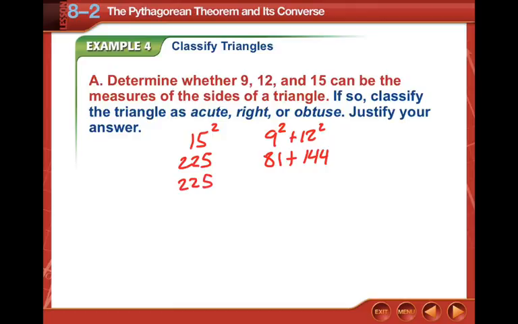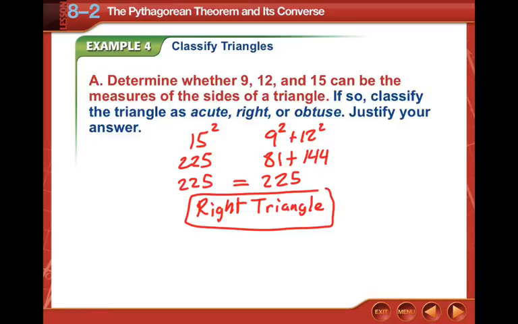So 225 still. 81 plus 144. 4 plus 1 is 5. 8 plus 4 is 12. Carry the 1. 1 plus 1 is 2. So we got 225. They are equal, which means this is a right triangle. It's actually one of our Pythagorean triples multiplied by 3, by the way. It's the 3, 4, 5 Pythagorean triple.